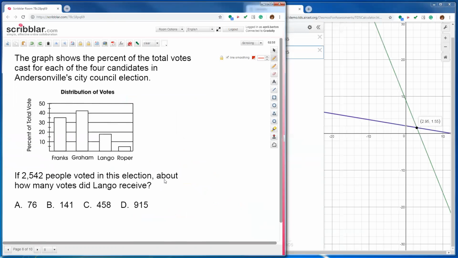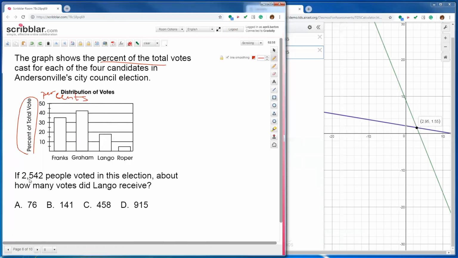Okay, so next question. The graph shows the percent of total votes cast for each of the 4 candidates in the Anderson City Council election. So percent of the total. All these numbers on this side are actually percents. So then we have to guess again.